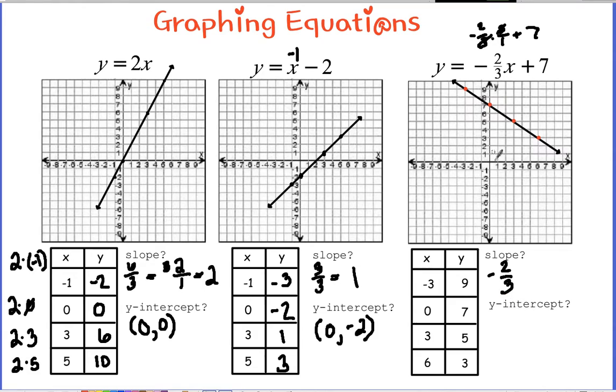And then my y-intercept, so when x is 0, which you can also find in the table or on the graph. So when my x is 0, my y is 7, and that matches here on the graph and on my table. And I can get that from my equation by doing negative 2/3 times 0 plus 7. Well, this is going to be 0 plus 7, which will give me 7.